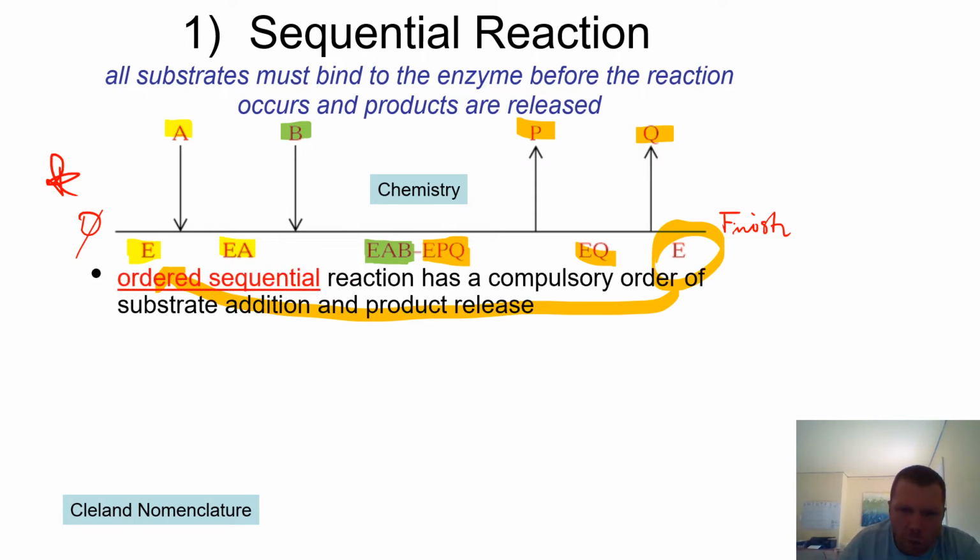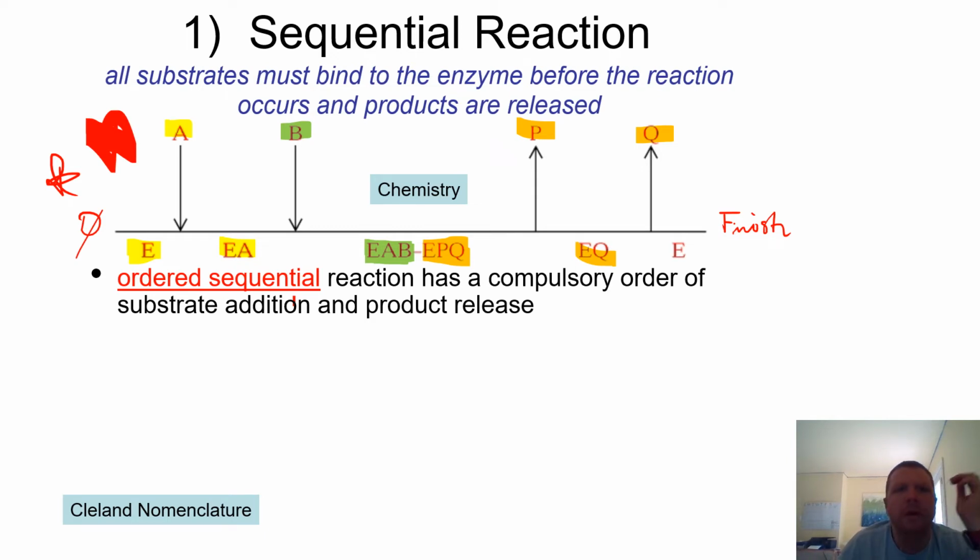Now let me go ahead and erase this because there's a little bit more that you can qualify all this information with, or you can do a little bit better defining of it. In an ordered sequential reaction, you have a necessary order. So in this case, up here, where I've just drawn a blob, A has to bind in order to form EA, which then enables B to bind. Okay, so in this particular case, B would not bind before A because this is an ordered sequential reaction.